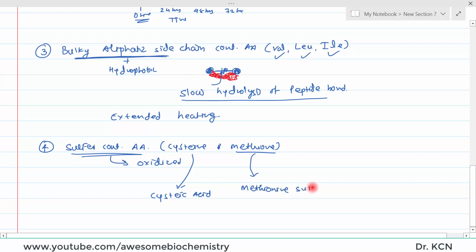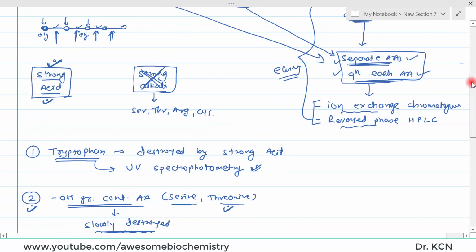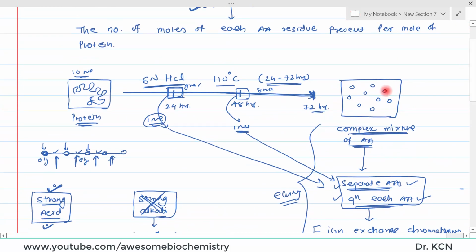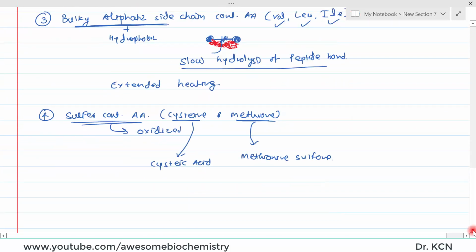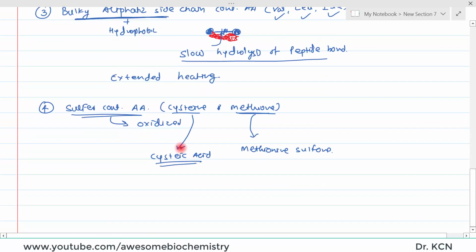So, instead of cysteine and methionine in this complex amino acid mixture, we get cysteic acid and methionine sulfone. So, whenever we quantify 1 mole of cysteic acid, we should understand that we got 1 mole of cysteine in the protein. When we get 1 mole of methionine sulfone, we have to understand that we have got 1 mole of methionine in our sample protein.